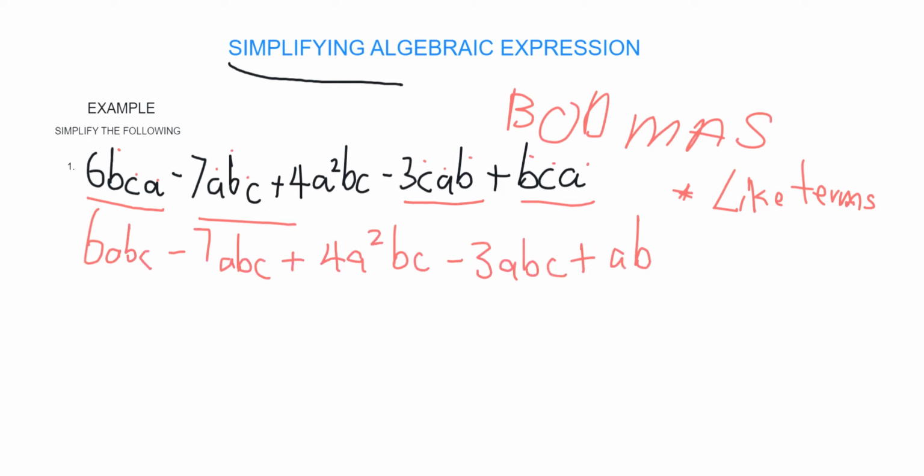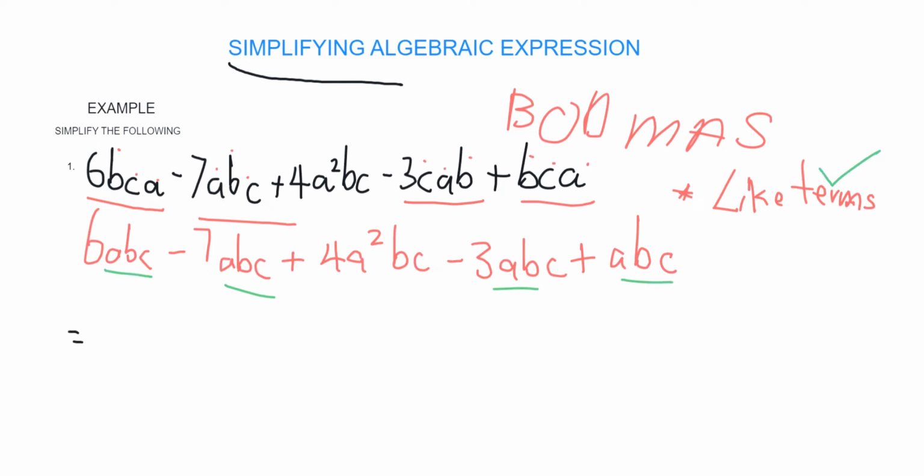Now, surely you are seeing something. There is an ABC here, an ABC here, an ABC here, and an ABC here. So you can conclude that yes, these are going to be our like terms. If these are our like terms, we can then continue and solve, which means we are going to add our like terms.